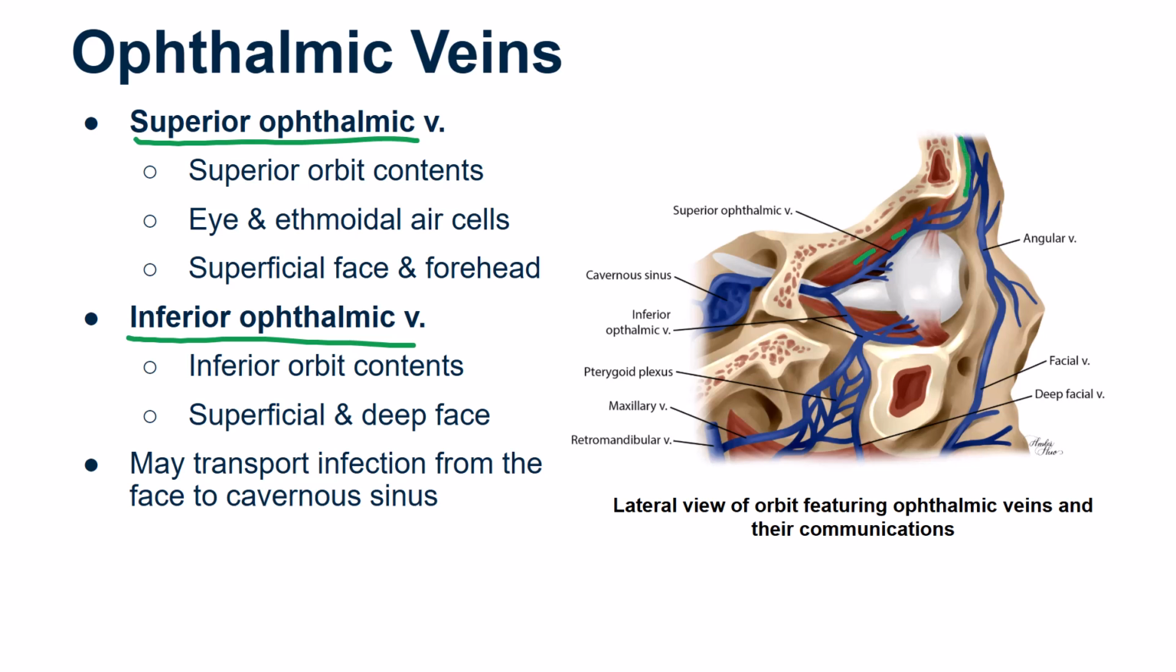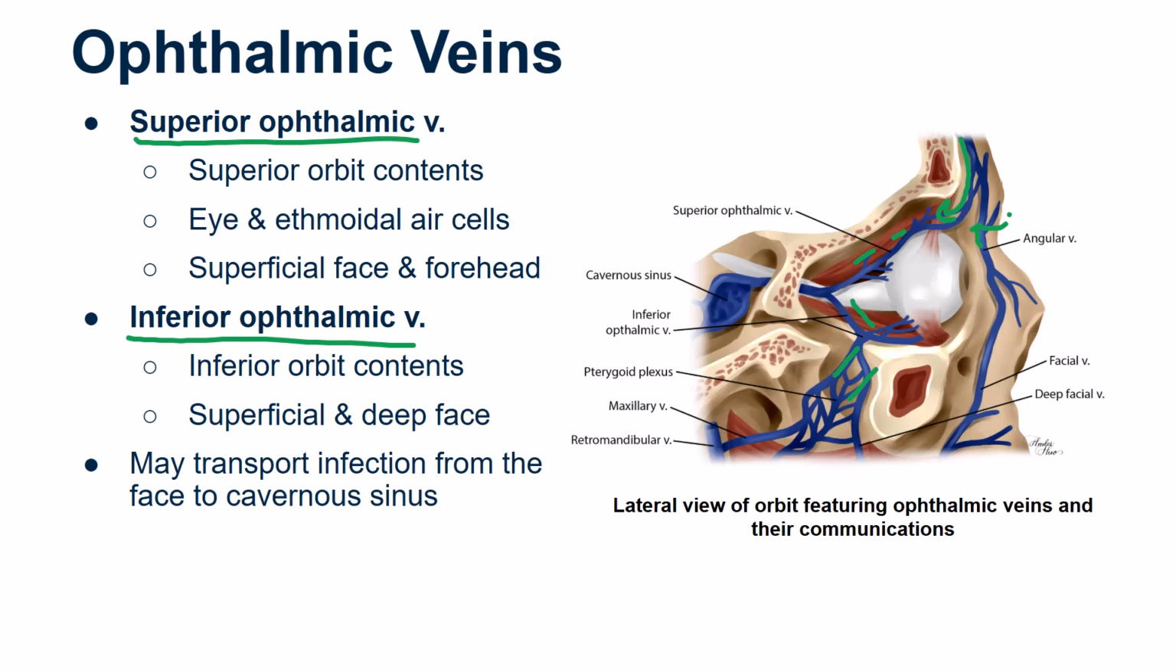It also is going to receive drainage from veins of the face, so superficial face and forehead. Whereas the inferior ophthalmic vein is going to drain the more inferior aspects of the orbit, as well as portions of the deep face, such as the pterygoid plexus of veins here.